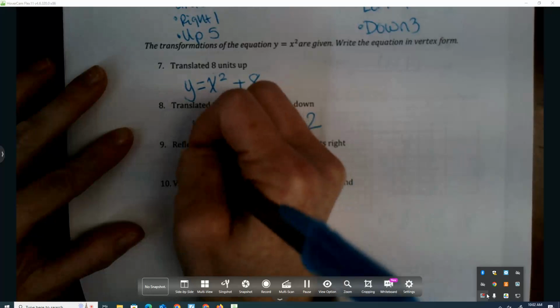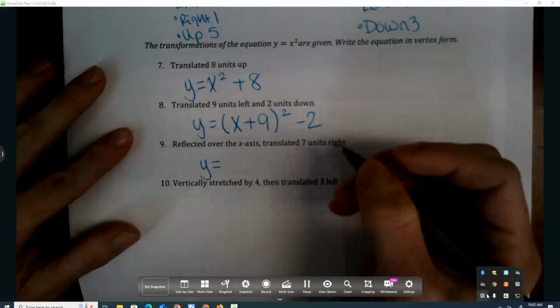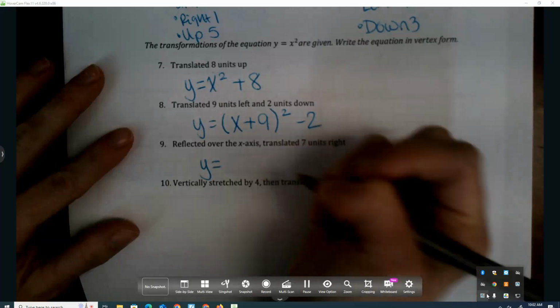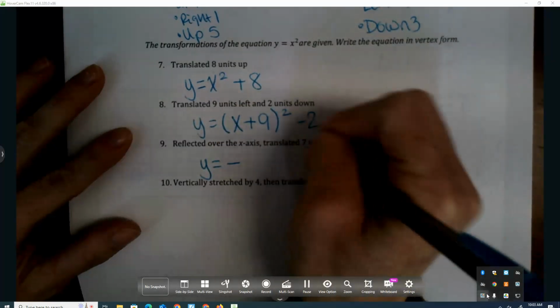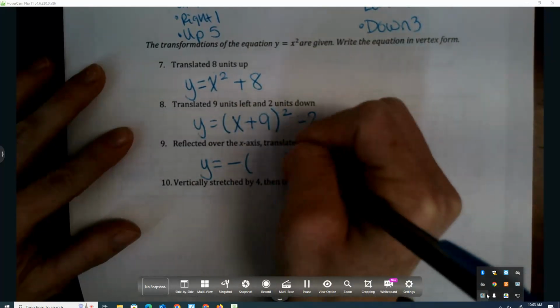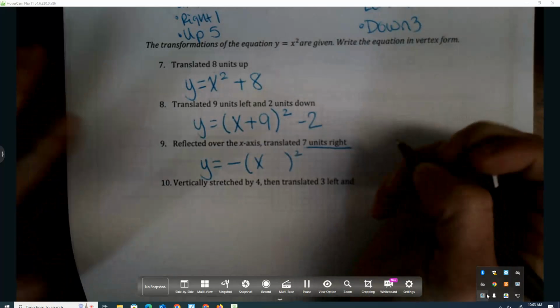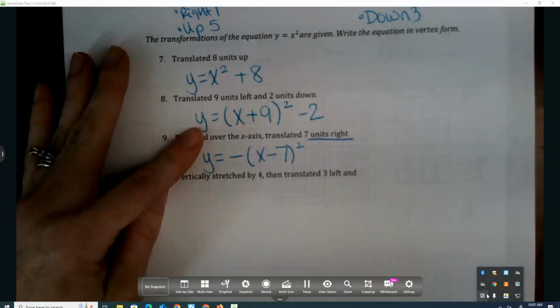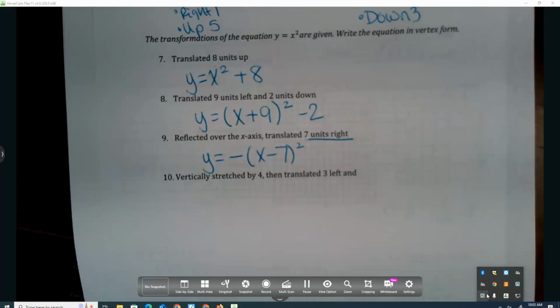All right, number 9, reflected over the x. That's the same thing as saying a flip. So what makes it flip? Negative. If I'm going to move right, left and right are with my x. So left, add to x, it moves left. So if we subtract, it would move to the right. So we have a negative out in front, and then that x - 7 squared.